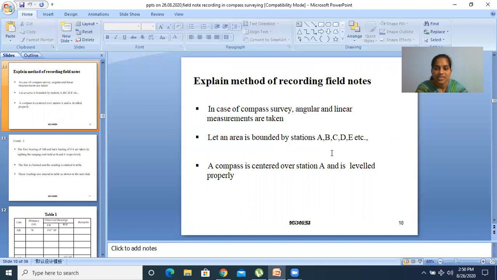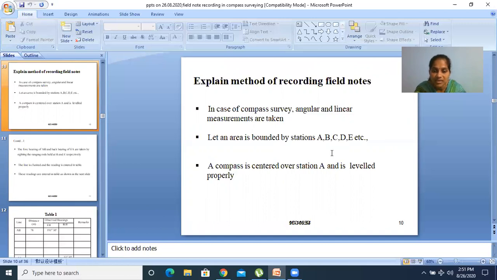In case of compass survey, angular and linear measurements are taken, you know already. So angular measurements will be taken by using compass and linear measurements will be taken by using chain and tape. Let an area be bounded by stations A, B, C, D, E. 5 stations are there in a field or in an area.